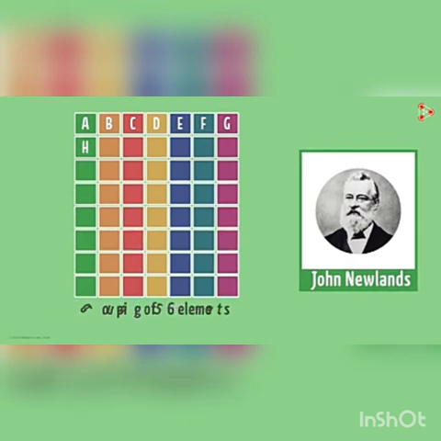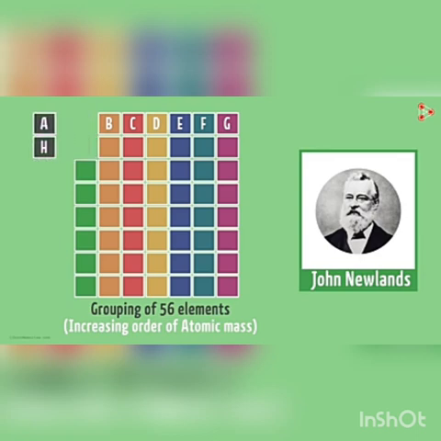There were around 56 elements that Newland could group. He simply arranged the elements in an increasing order of their atomic masses. At the end, he realized that these could be grouped such that every 8th element resembled the first. Astonishingly, the arrangement also struck an analogy in his mind. Well, can you guess what analogy popped in Newland's mind?